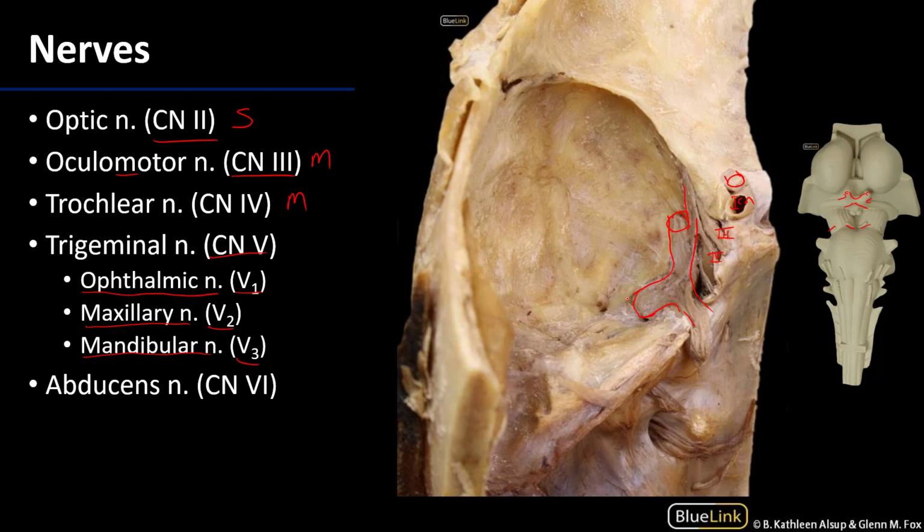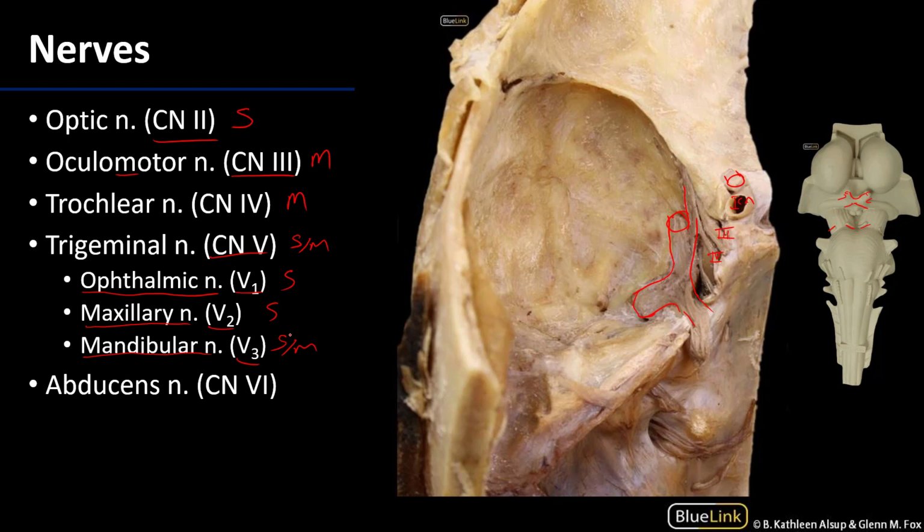So the trigeminal nerve is actually a mixed nerve, so it's both sensory and motor. V1 and V2 are sensory divisions. V3 is both sensory and motor, so that's why the trigeminal nerve is mixed.